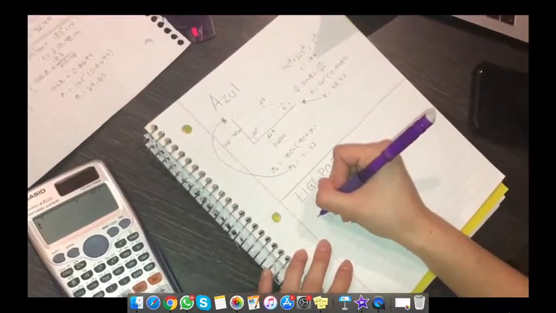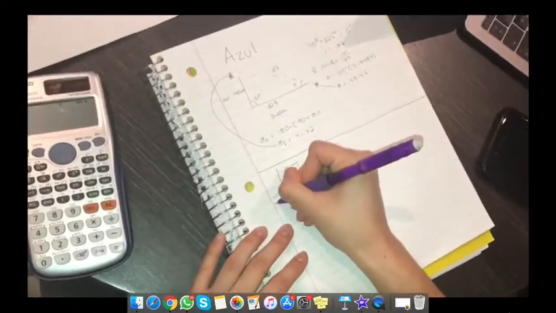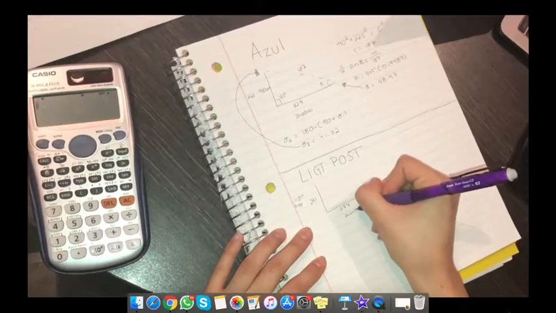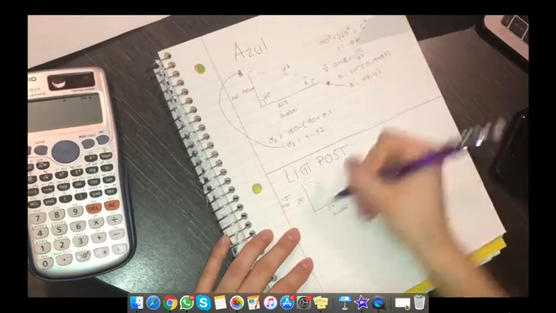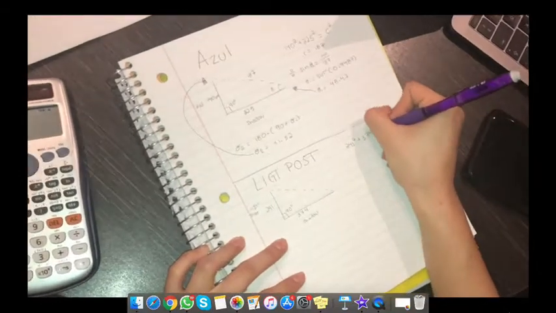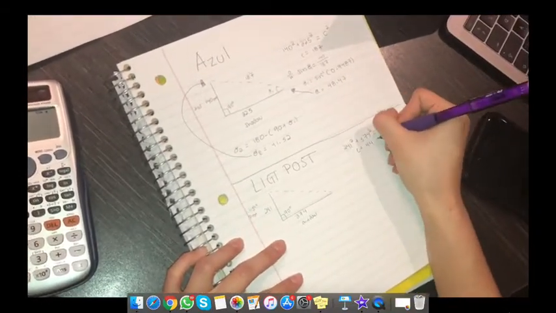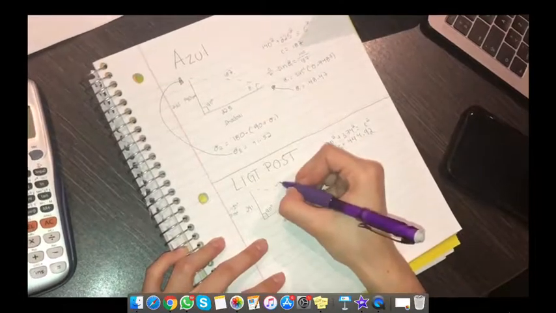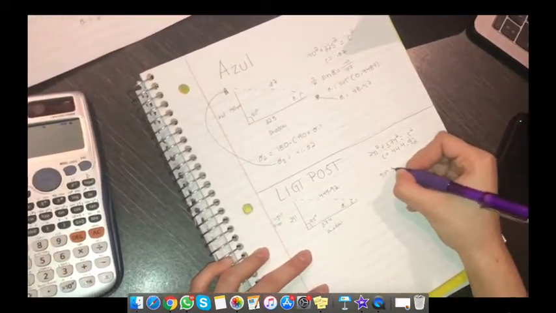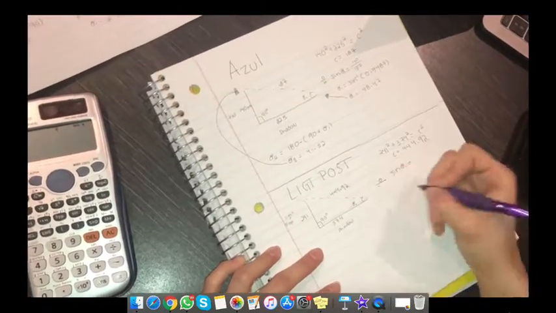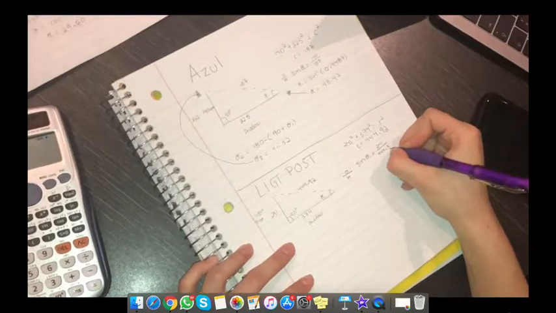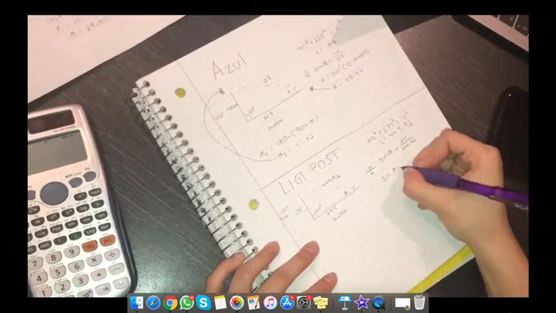For the light post, I did the same as the other example. I measured it, and it was 241 centimeters. Its shadow was 374 centimeters. Then, by using the Pythagorean theorem formula, I got the hypotenuse, which was 444.92. Then, to get angle 1, I decided to use sine again, which is opposite over hypotenuse. So it's 241 over 444.92.